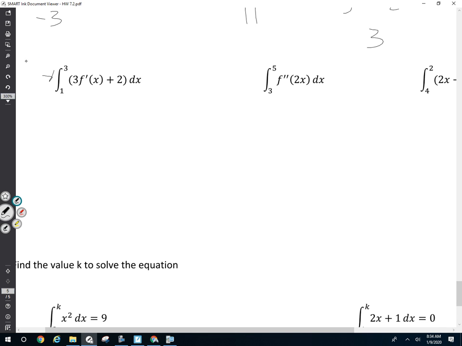Remember, take the antiderivative. You take the antiderivative of 3f prime. Remember, constant, just leave it alone. Becomes 3f. You take the antiderivative of 2. It's 2x. Plus the c, there's my antiderivative. I'm going to evaluate that between 1 and 3. So I'm not adding 2 to 3f of 3 minus 3f of 1. I'm going to add 2x. So now my calculations are 3f of 3 plus 6 minus 3f of 1 plus 2.